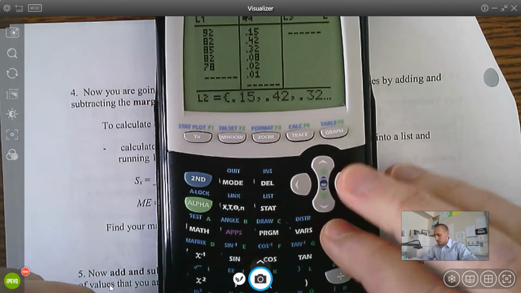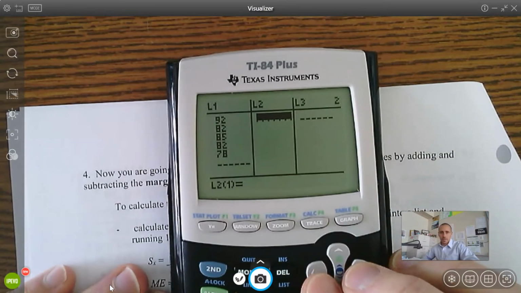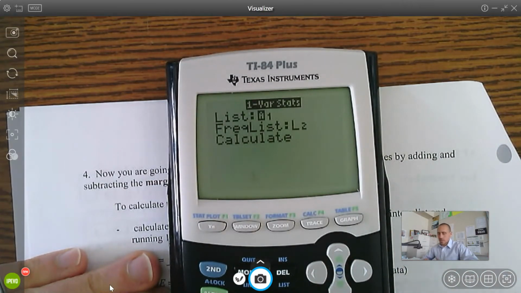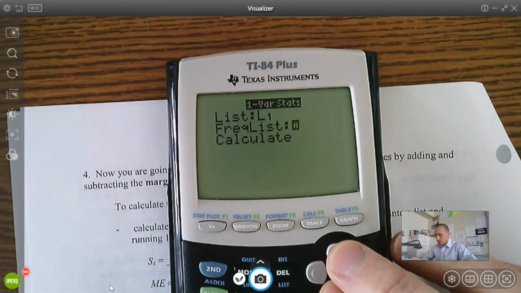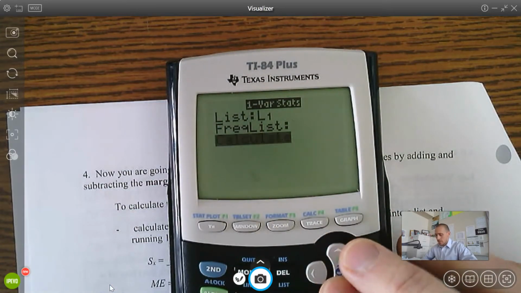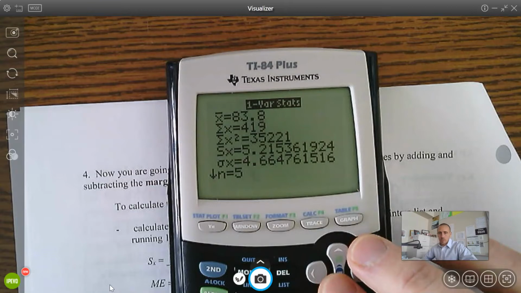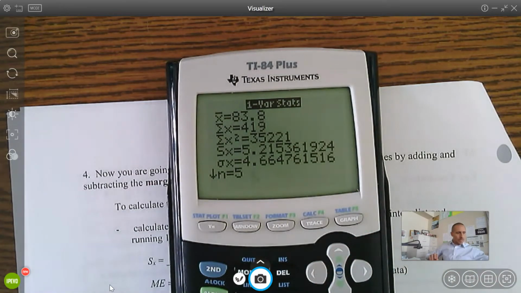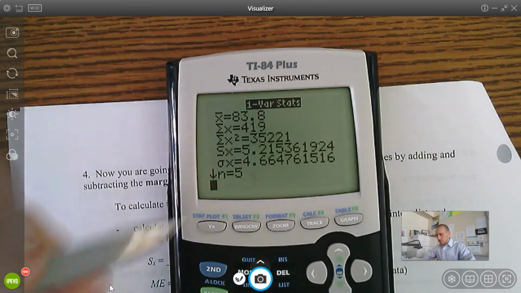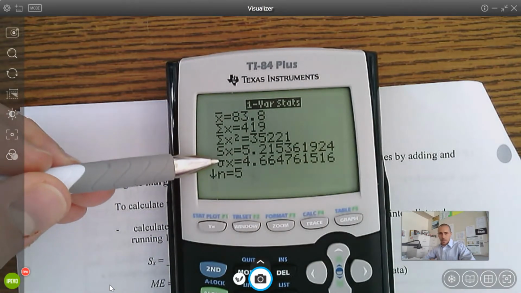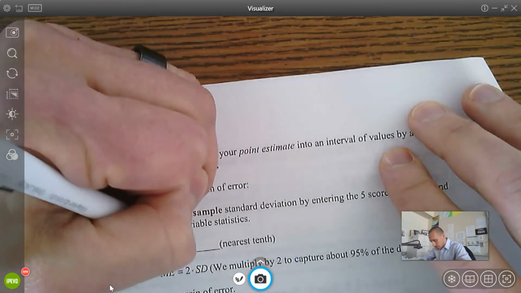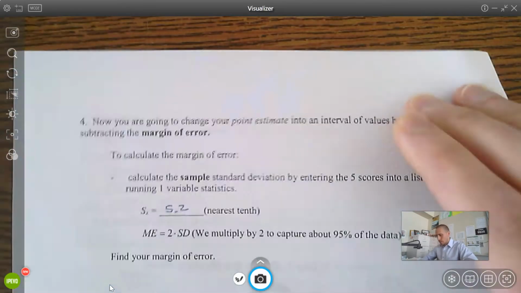All right, here's what I'm actually doing. I plug these into a list. Then I'm going to go to stat, calculate, one variable statistics. On list 1, I want to delete anything if there's a frequency list and just go to calculate. This came from a sample, so I'm going to use the sample standard deviation s, not the population. This was not a population. So I'm going to use this 5.22 approximately, to the nearest tenth, 5.2.